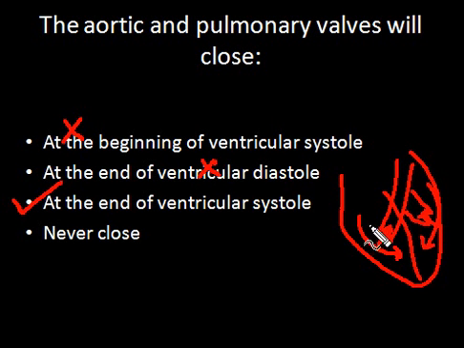So the correct answer is when their job is done. That means when the ventricle has contracted, it's pushed its blood into these arteries, and now it's beginning to relax, which means that contraction has ended. So that is at the end of ventricular systole, when these valves will close.